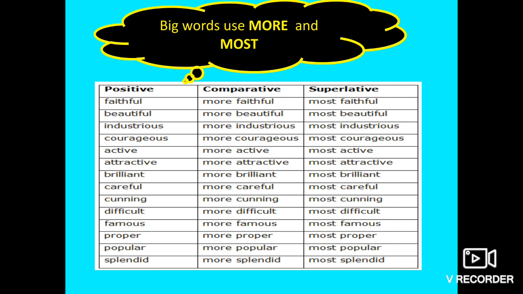and most faithful. Same is the case with beautiful also. There's no such word as beautifuler or beautifulest. So to make it comparative, you'll have to add more to beautiful, and for superlative, you'll have to add most. Similarly, the other words also like industrious, courageous, active, attractive, brilliant, careful, cunning, difficult, famous, proper, popular, splendid, etc.